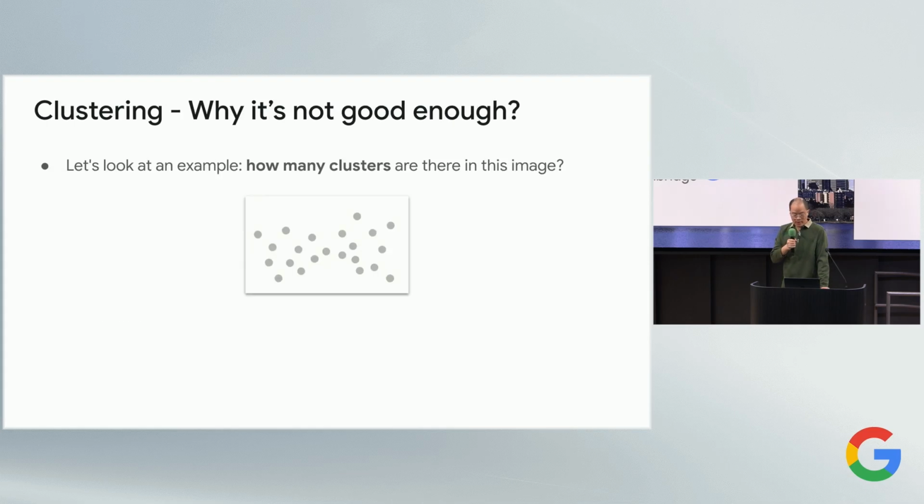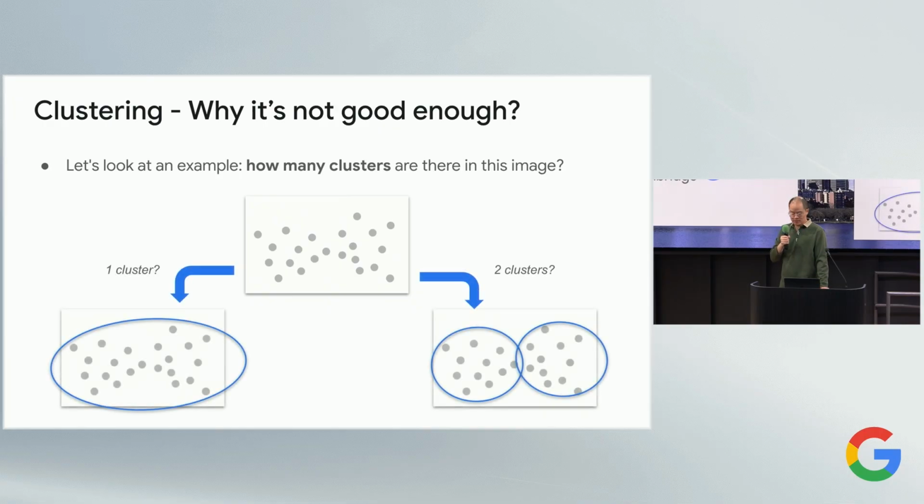So why is unsupervised clustering not good enough? If we look at this very simple example, this is an image of two-dimensional data points. If I ask you how many clusters there are in this image, you can come up with different answers. This is a butterfly shape, but the two wings of the butterfly are connected in the middle. So you can say there's only one cluster, but you can also say there are two clusters. There's simply no standard answer to this question because it's ambiguous. That's the problem of unsupervised clustering.